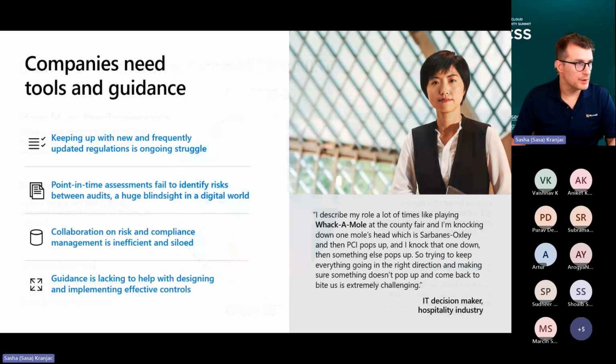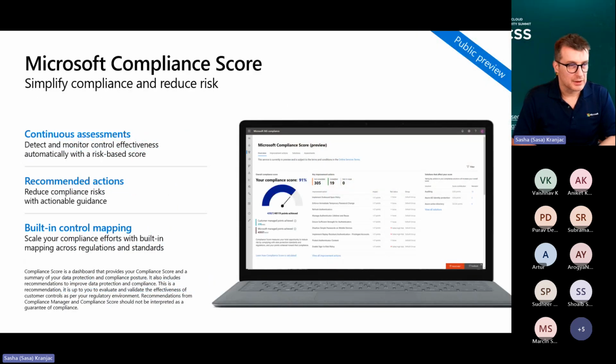Anyway, companies need tools and guidance. Keeping up with new, frequently updated regulations is a struggle. For example, collaboration on risk and compliance is inefficient and siloed. We do have tools here that will help us with that. Starting with something very simple. A friend of mine said, okay, we have this Microsoft Compliance Score and different scores. These are just fancy dashboards that are not used anywhere, that don't mean anything.